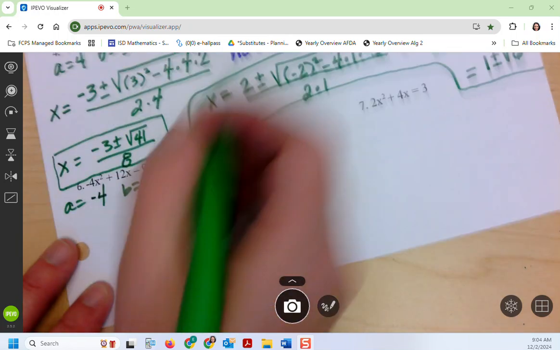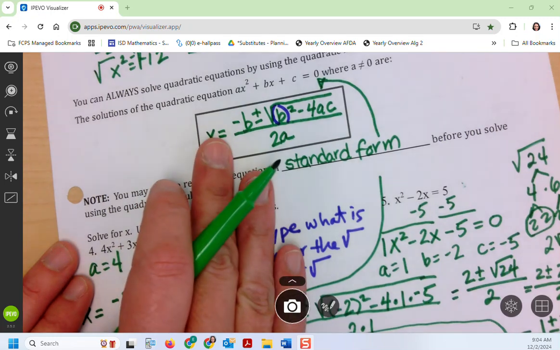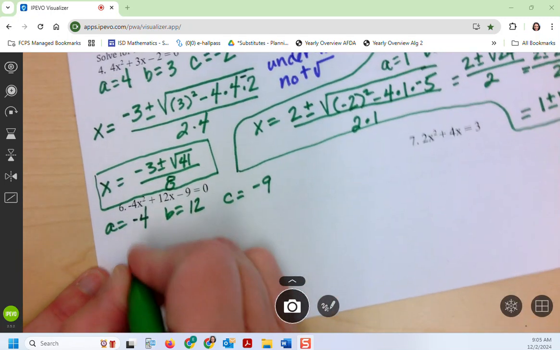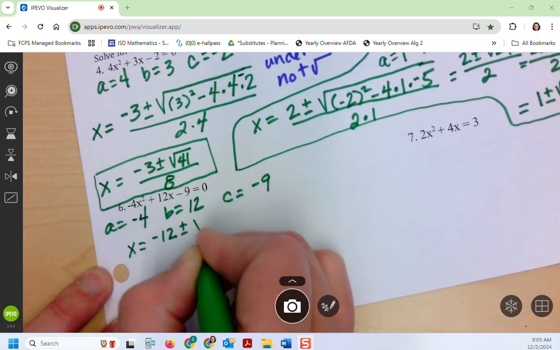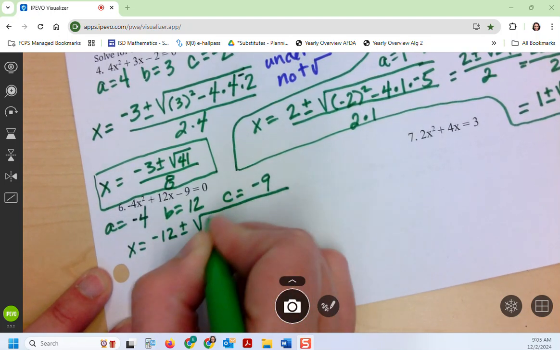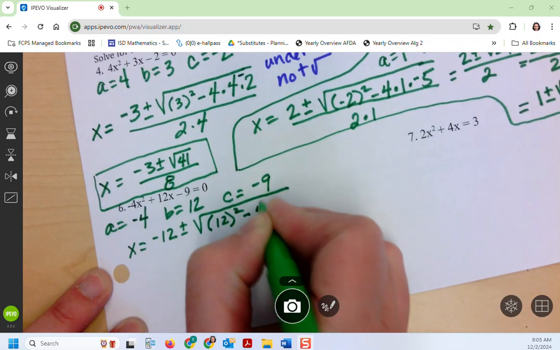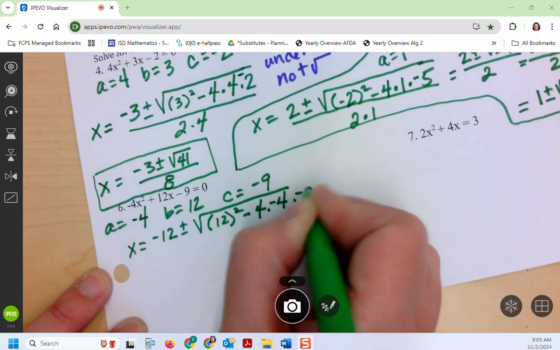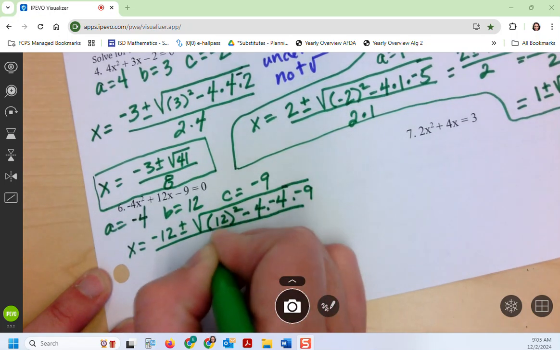All right. Now I'm going to substitute into the formula. Again, this is your formula right here. So for -B, I'm going to put -12. X equals -12 plus or minus square root, parentheses 12 squared minus 4 times -4 times -9, over 2a.